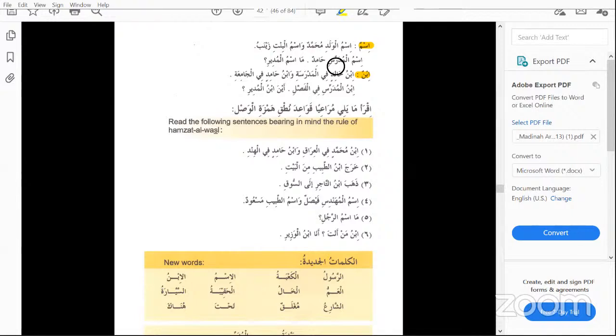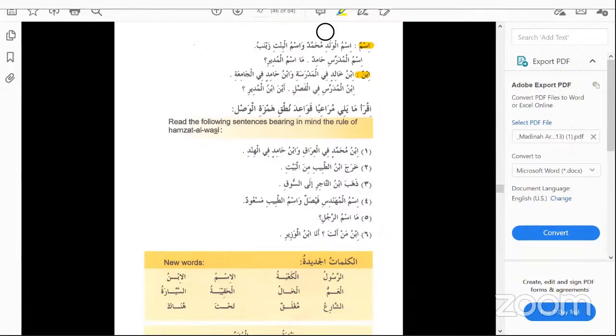Ismul waladi Muhammadin wasmul bintu Zainabu. The son's name is Muhammad, and the name of a daughter is Zainab. Ismul mudarrisi Hamidun. The teacher's name is Hamid. Wasmul mudiru, what is the engineer's name? Ibnu Khalidin fi madrasati. Khalid's son is in the school. Wabnu Hamidin fil jamiyati. And Hamid's son is in the university.